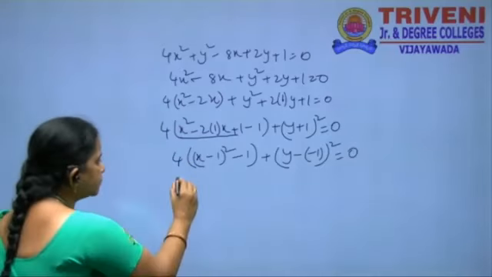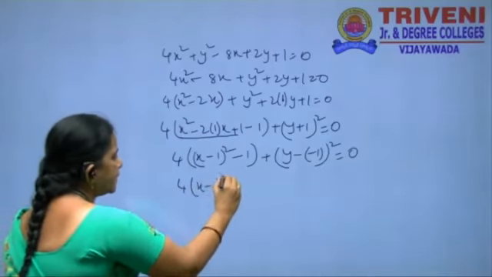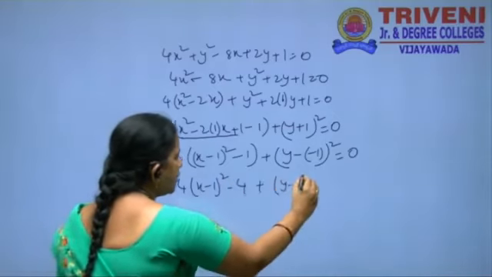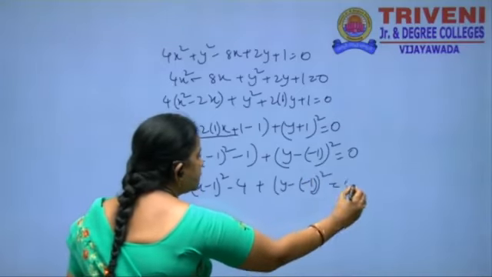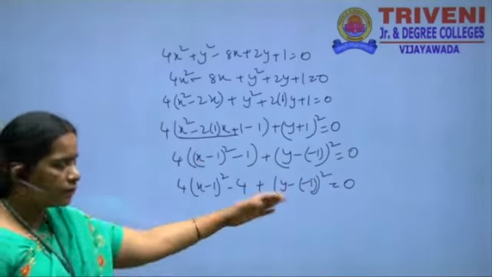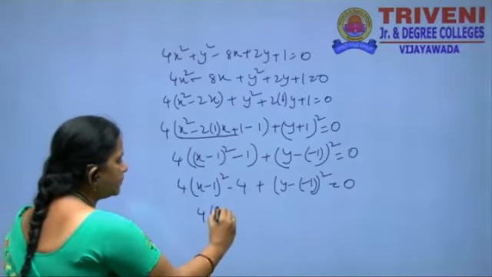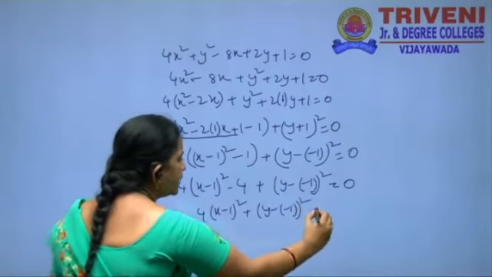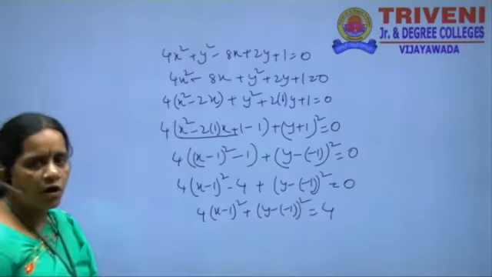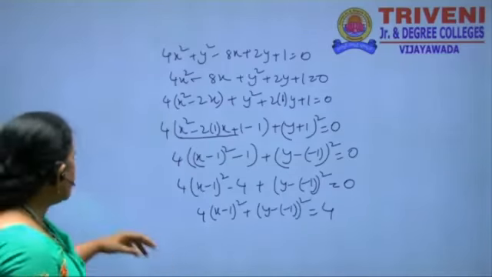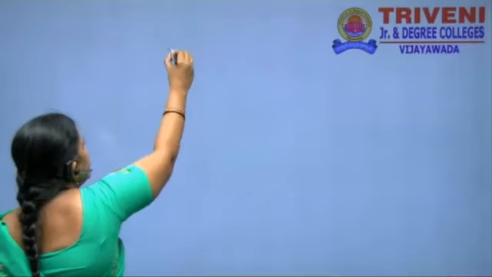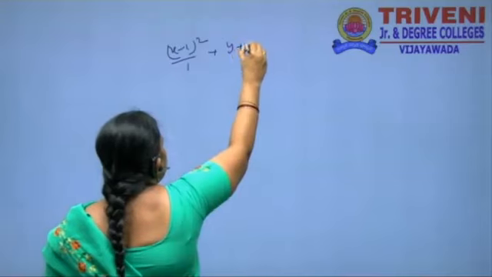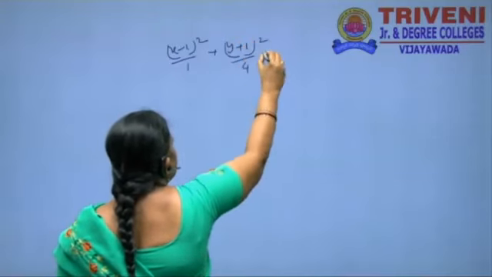Then 4 into (x minus 1) whole square minus 4 into 1 is 4, plus (y minus of minus 1) whole square is equal to 0. Then 4 will go to the right hand side. Then 4 into (x minus 1) whole square plus (y minus of minus 1) whole square is equal to 4. Dividing throughout the equation with 4, what we get here is (x minus 1) whole square by 1. Similarly, (y plus 1) whole square by 4 is equal to 1.